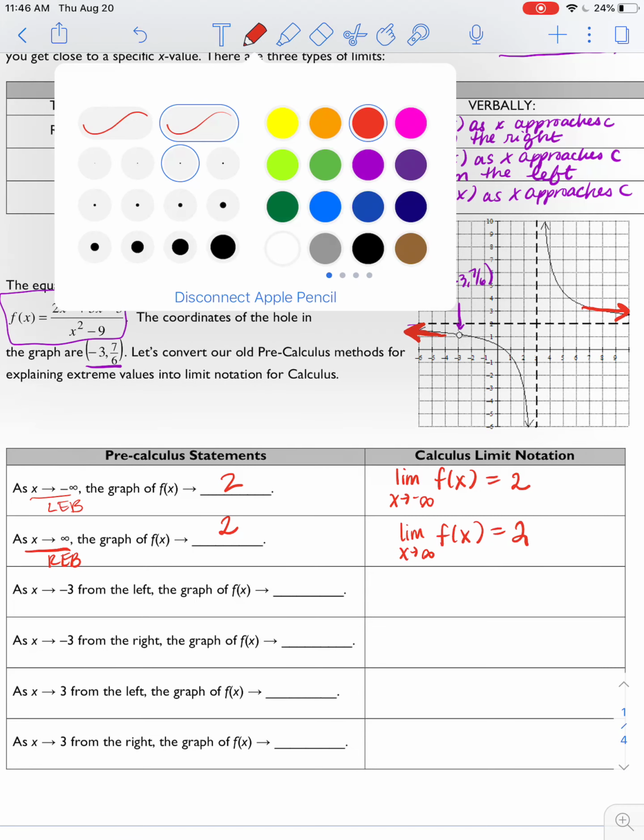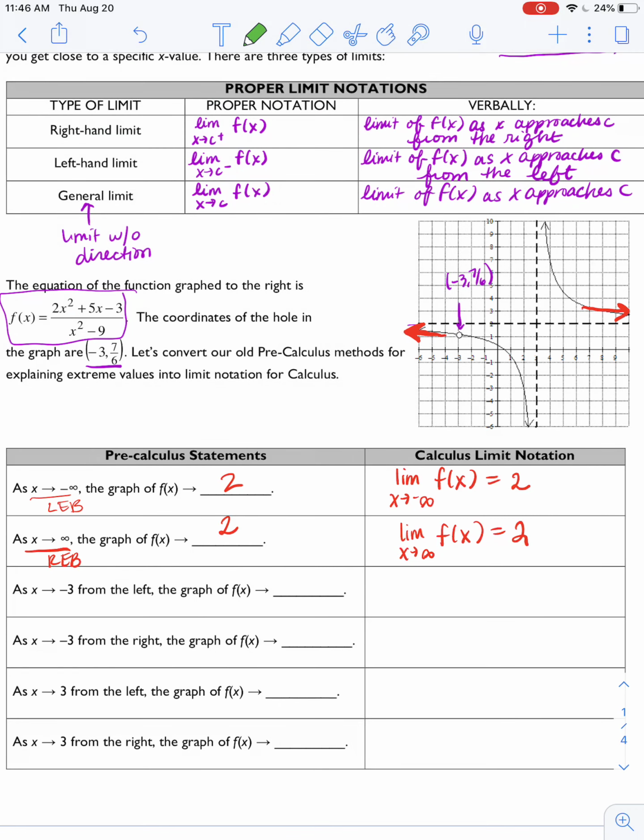Let's take a look at -3 now. So as x approaches -3 from the left, the graph of f of x approaches blank. And so I'm looking at -3. So -3, that x value is right here. And I don't actually care that this is an open circle. What I'm looking at is what's happening around -3. So from the left, if I follow that graph, trying to see what y value that approaches, it approaches the y value of that hole. I can see it's getting closer and closer to the y value of that hole. I know that this is 7 over 6 because that was given to me in the problem.